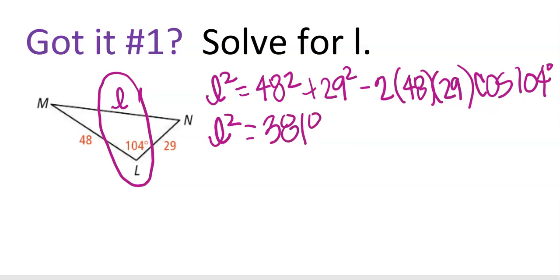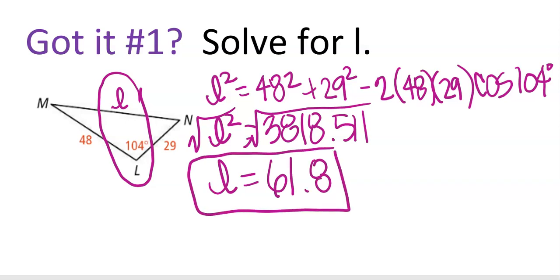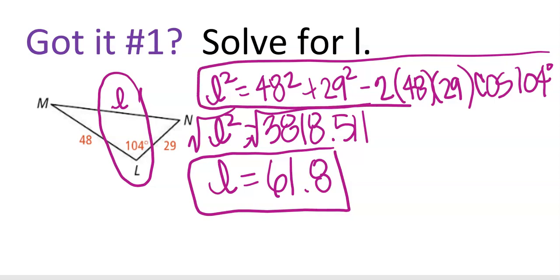I get 3818.51. And then you square root both sides. So square root and call up the answer, and you get about 61.8. Those are the two things that I need.